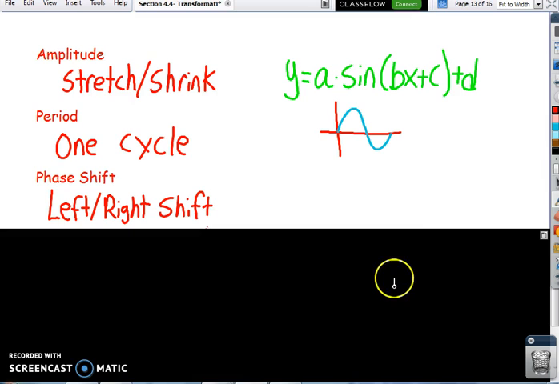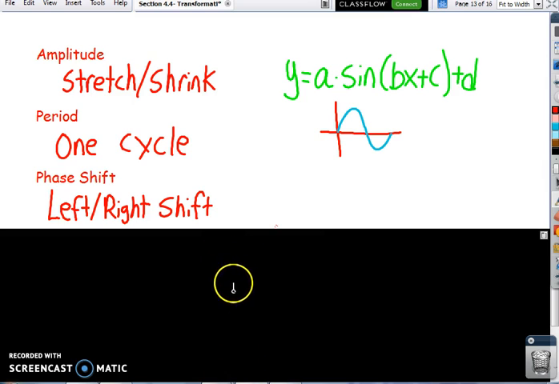Meaning, if I move this value around, my function is going to slide out to the right or to the left. Now, what's great about our phase shift is it will follow the same rules as every other graphing thing we've done in class. Namely, remember, opposite on the inside. We'll talk about that in class.